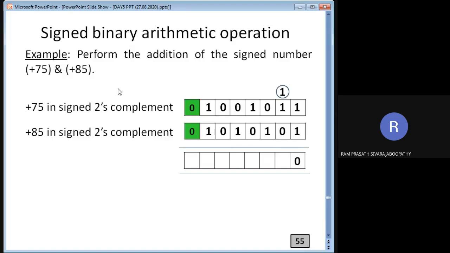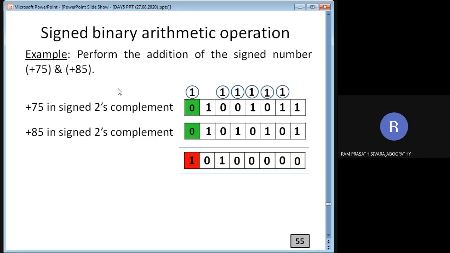1 plus 1 is 0 carry 1. 1 plus 1 is 0 carry 1. Again 1 plus 1 is 0 carry 1. 1 plus 1 is 0 carry 1. 1 plus 1 is 0 carry 1. 1 plus 0 plus 0 is 1. 1 plus 1 sum 0 carry 1. 1 plus 0 plus 0 we are getting 1. Whether the result is positive or negative? Now can you type it in the chat?